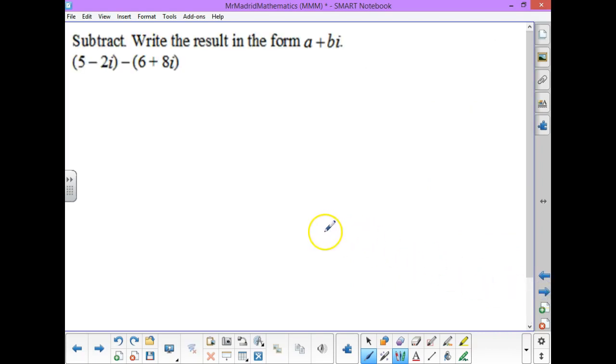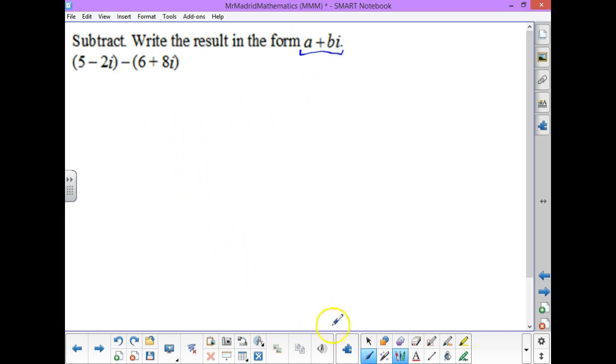Alright. Now, if you feel like it's too much, guess what? That's why you take really good notes and use them, and then come prepared with questions. If you're following, awesome job. This next one is some of these operations with complex numbers. This one says subtract, write the result in this form. So ultimately, you must have it in this form.